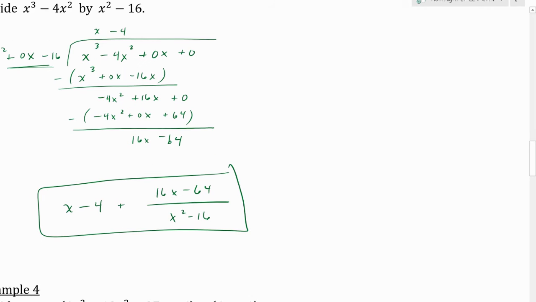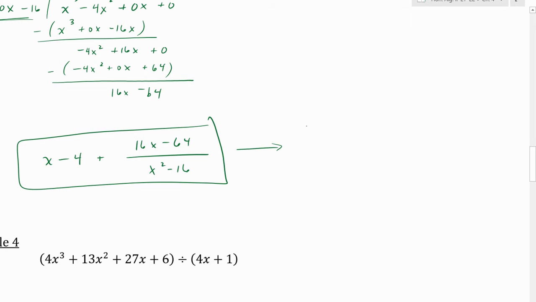Now, depending on how much you've done in algebra, some of you might be sitting here going, well, I think I might could do something to that. And you can. You can take the 16x minus 64 and factor out the 16 and leave x minus 4. And the denominator is an x plus 4 and an x minus 4, and then these cancel. So you might actually see the answer written this way.